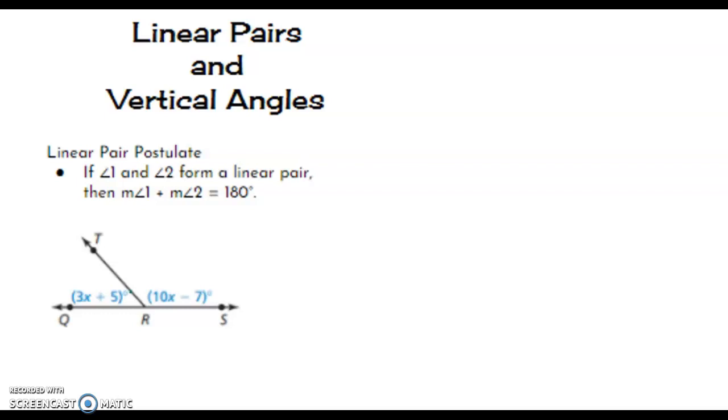So these two angles, angle QRT and angle TRS, are a linear pair. You can assume by the picture they're adjacent and they form a line. So that means that they add up and equal 180. So angle QRT is 3x plus 5 plus angle TRS, which is 10x minus 7, equals 180 degrees. From here, it's just an algebra problem.